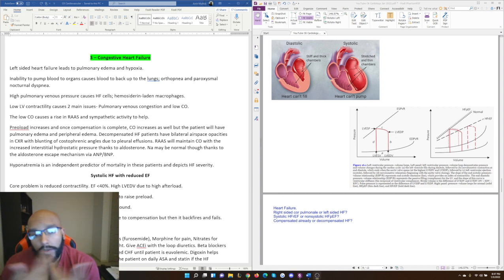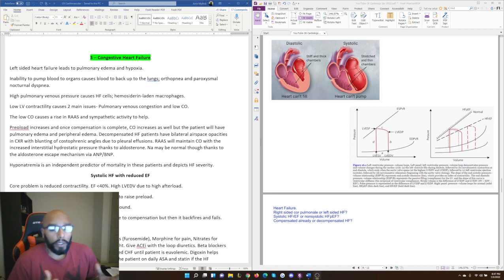So it's basically a clinical syndrome that leads to the heart not being able to pump enough blood. And there's multiple variations. On the right side, when you talk about heart failure, you've got to figure it out. Is it right-sided cor pulmonale or left-sided heart failure? Is it systolic heart failure with a reduced ejection fraction because it's unable to actually contract? Or is it non-systolic heart failure with preserved ejection fraction where it's unable to fill because it's just too beefy? Is it compensated or decompensated heart failure? Whole list of things to figure out.